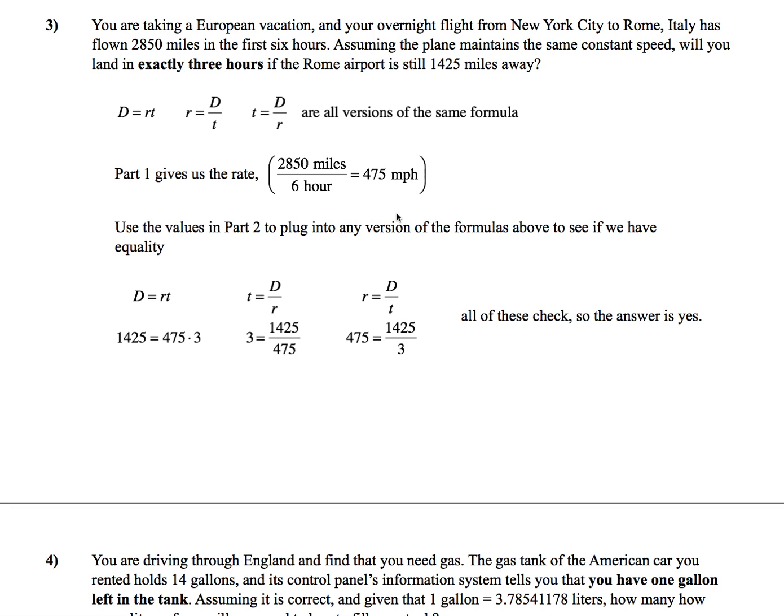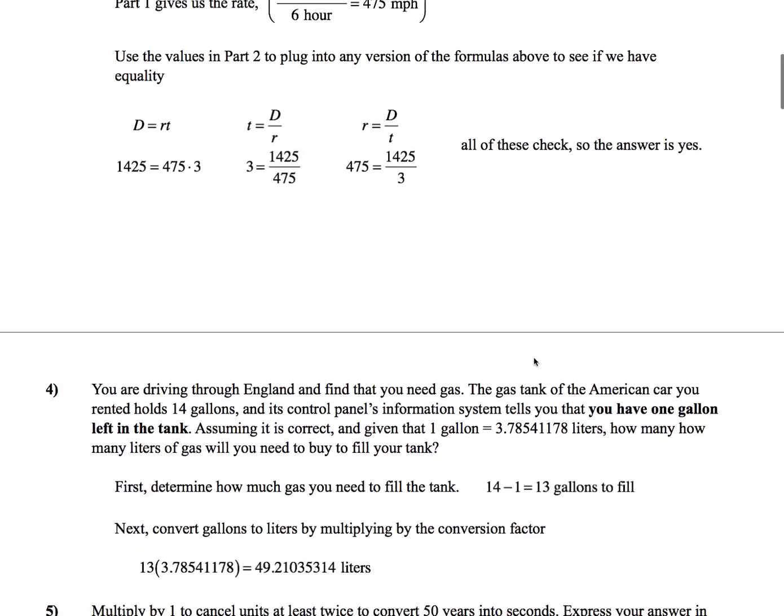Then we want to find out, will we land in exactly 3 hours if the airport is 1,425 miles away? So we have all the variables to plug in here. The distance is 1,425, the rate we now know is 475, and the time is 3 hours. And when you multiply 475 times 3, you do get 1,425, although you could have used either of these forms of the equation to find out that, yes, in fact, since this equality does work, all of them check, so the answer is yes, you did have enough time.